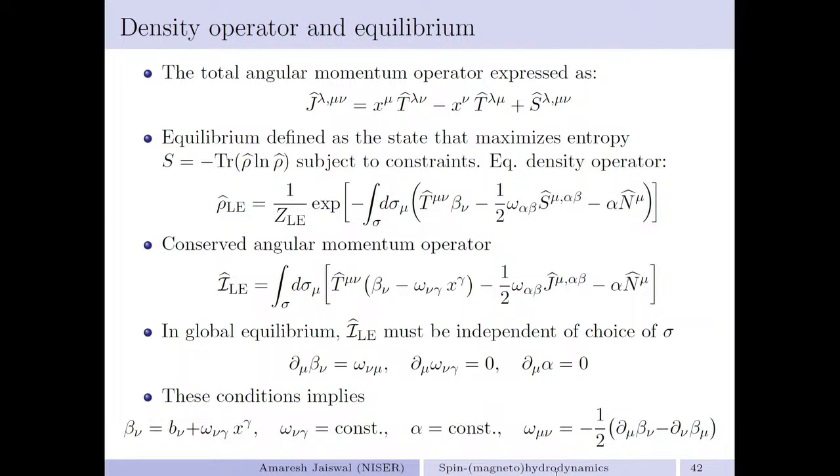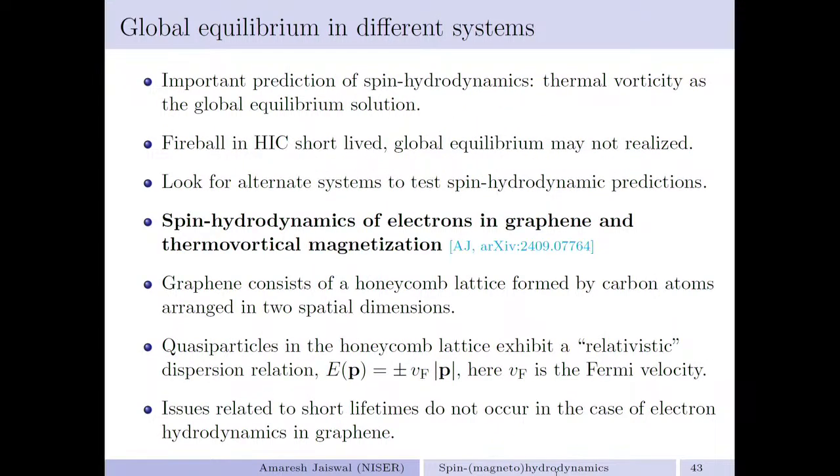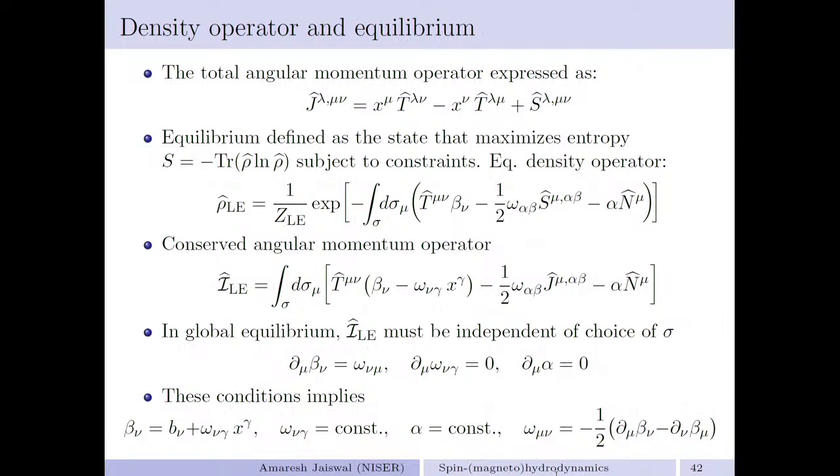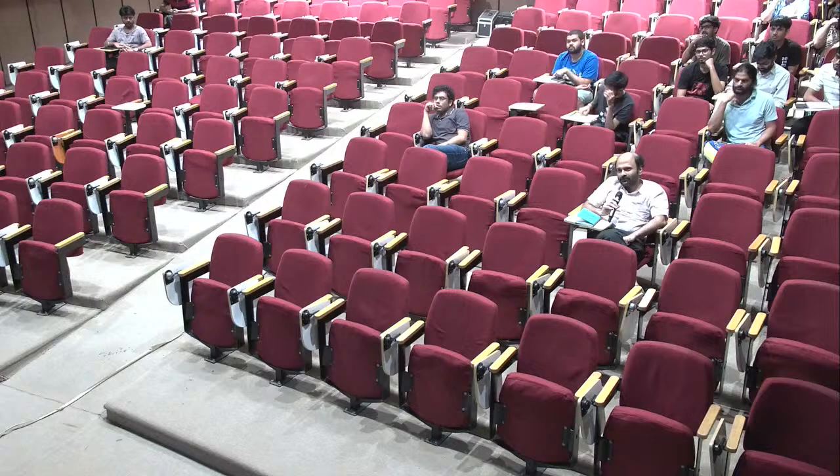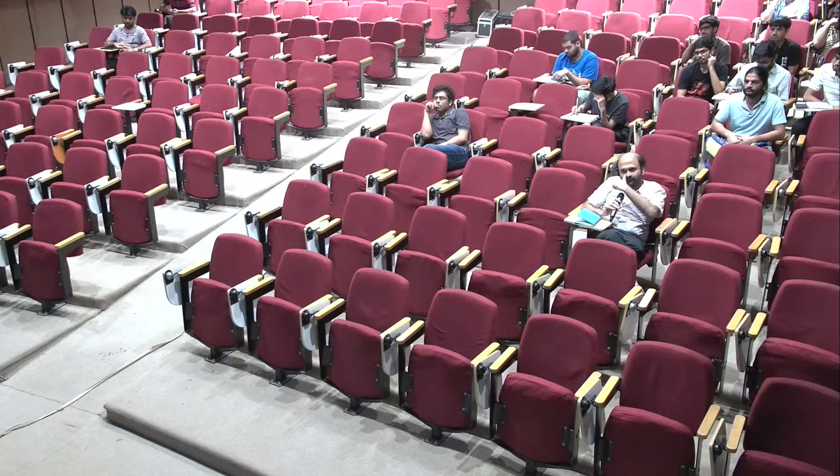And the fireball is too short-lived to have achieved global equilibrium. That's the problem, so that's why this fails for local polarization. So can we look for an alternate system where we need not worry about short lifetimes? But why does spin take so much time to thermalize? Because other degrees of freedom may have thermalized, but even other degrees of freedom come to a local equilibrium, not global equilibrium. Global equilibrium you have to really wait for.